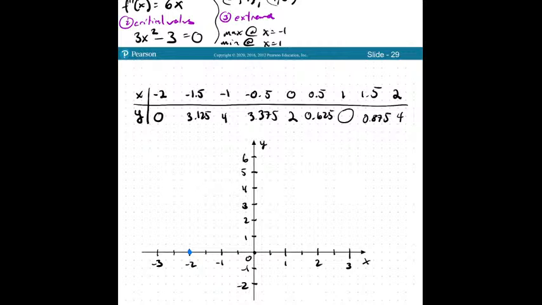So then if we plot these points, -2, 0, so we have something here. -1.5, 3.125. Okay. -1, 4. Here. Okay. A half and 3.375. It's about here.